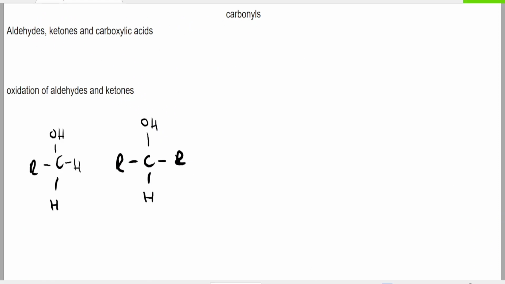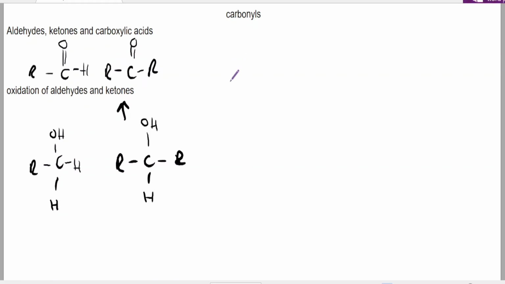Carbonyls are aldehydes, ketones, and carboxylic acids, basically anything with a C double bond O. So I told you earlier about alcohols getting oxidized to aldehydes and ketones. Primary alcohols, which have one R group, can be oxidized to aldehydes, where an aldehyde is C double bond O, H, and an R group. Whereas secondary alcohols, which have two R groups, can be oxidized to ketones, where a ketone is C double bond O with two R groups.